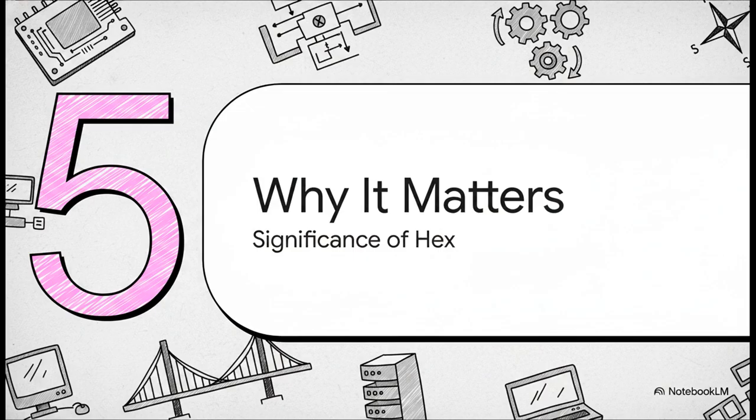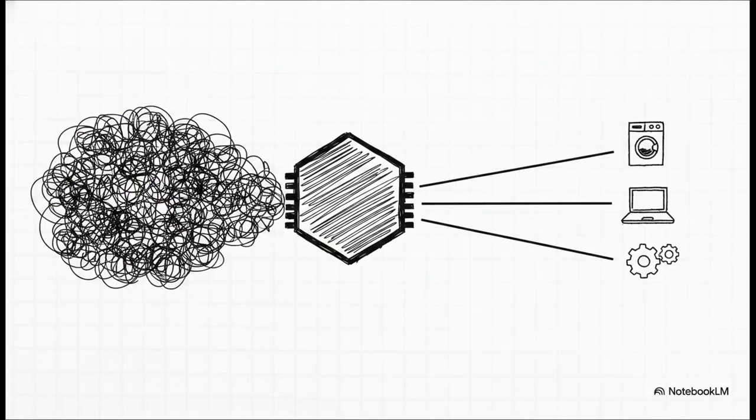And finally, let's look at why it matters. So why does all of this mathematical translation actually matter in the real world? Well, because of its incredible ability to safely and accurately compress long data strings, hexadecimal forms the absolute backbone of modern digital systems. From the complex microprocessors in your computer to the tiny microcontrollers running your home appliances, it is extensively used everywhere. It condenses massive amounts of binary instructions into clean, readable code that engineers can actually write and troubleshoot efficiently.